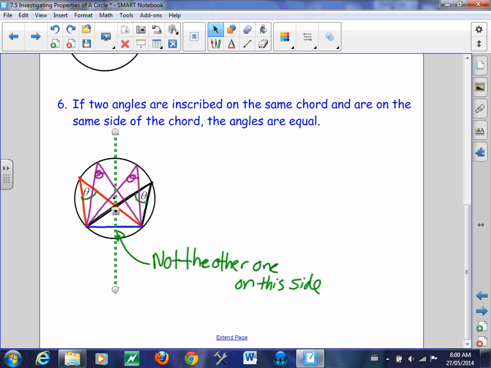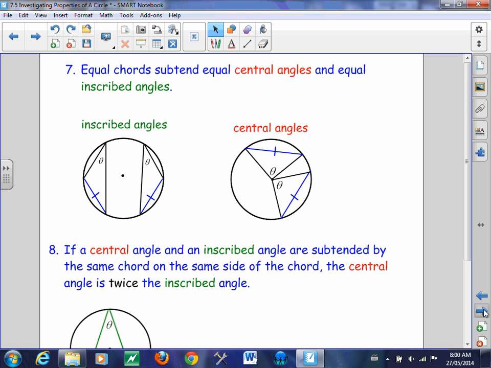Two more, guys. We're almost there. All right. 7. Equal chords subtended equal central angles are equal and equal inscribed angles. So that's a lot of words in there. So first of all, equal chords. So if we take a look, I'm just going to put them in red here.